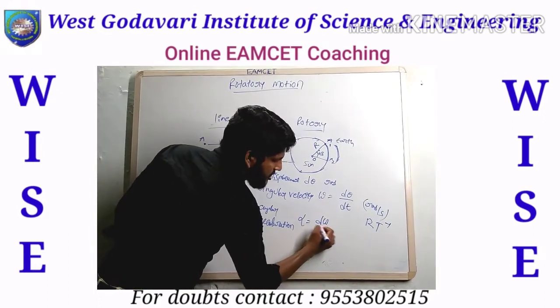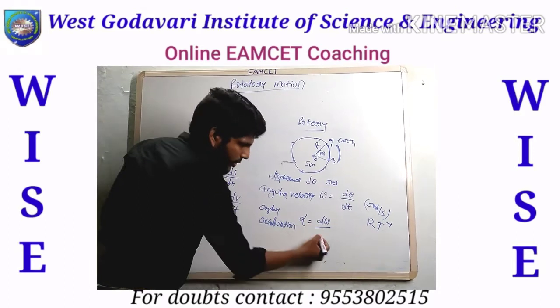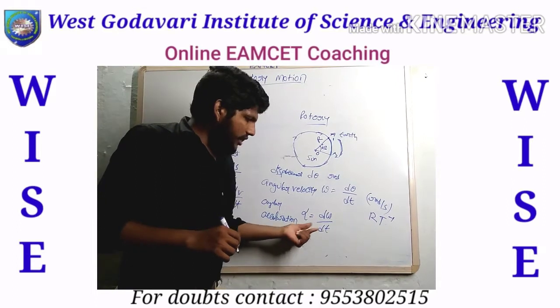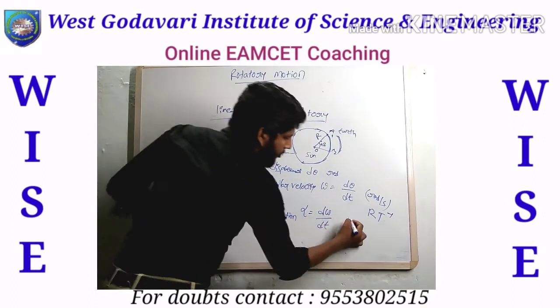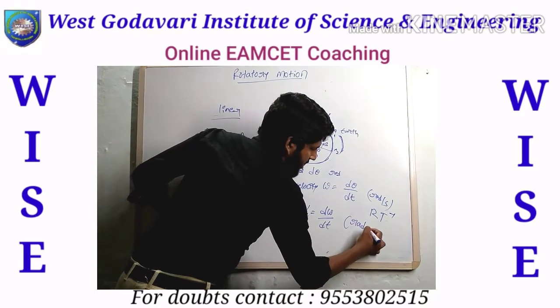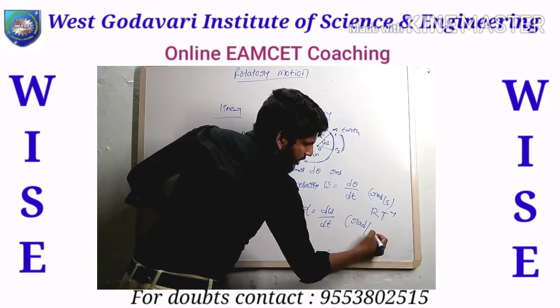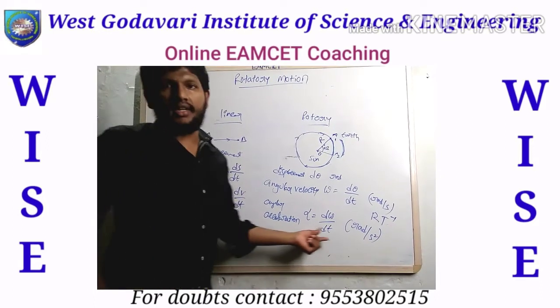So rate of change in angular velocity is known as d omega, with respect to time is known as dt, right? So alpha equal to d omega by dt. Here it is angular acceleration and the unit is radians per second, and another time is there, that is by second square, radians per second square. This is angular acceleration.